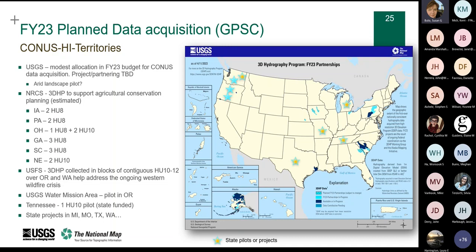We're also looking at a small pilot funded by the USGS Water Mission Area, actually the Idaho Water Science Center, to do some work potentially in Oregon. And then we have many states that are moving forward with data acquisitions, either through GIPSY or through the Geospatial Products and Services contracts. In that case, Tennessee is doing a pilot in one HUC 10. And then we also have active state projects in Michigan, Missouri, Texas, Washington.